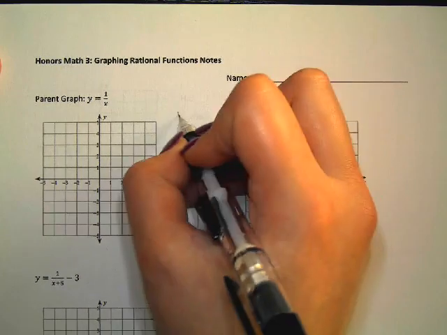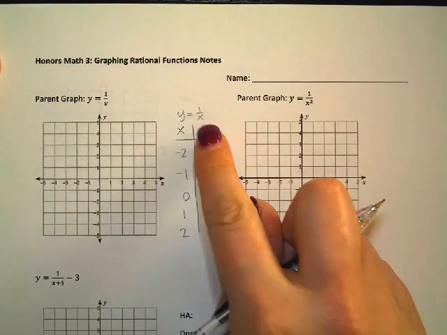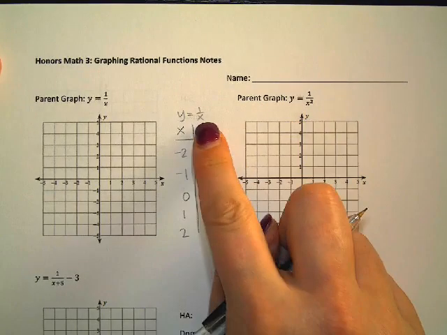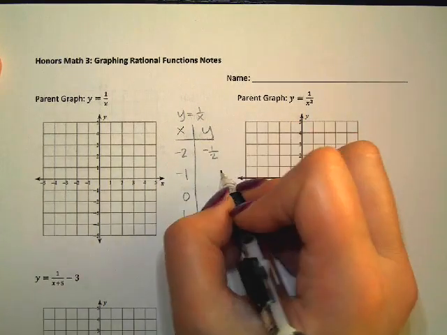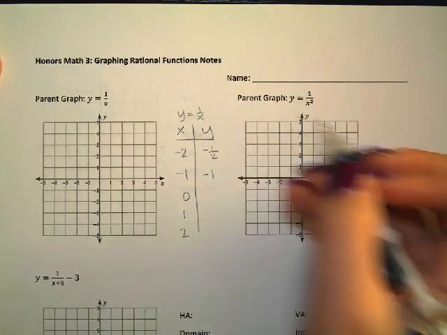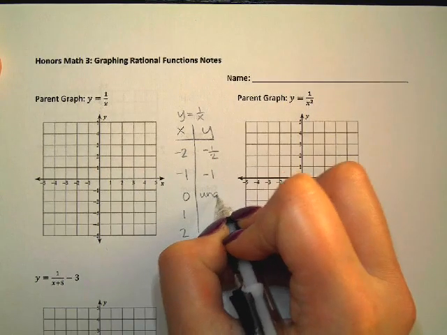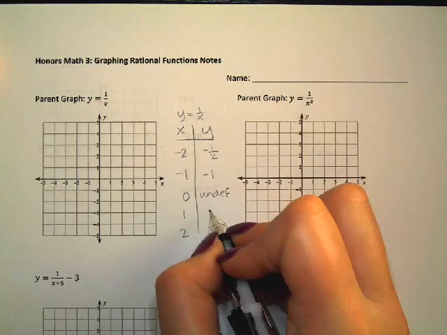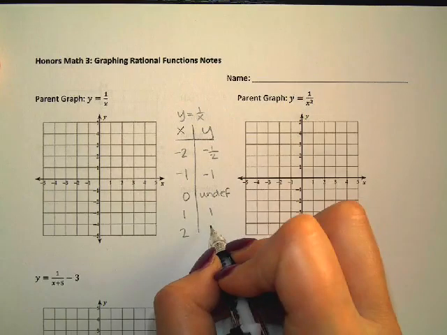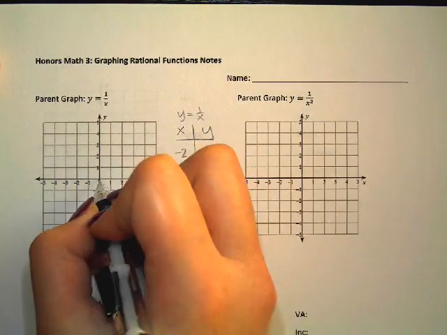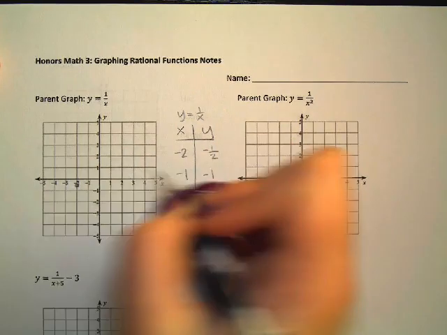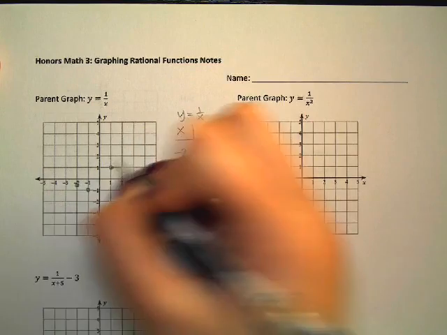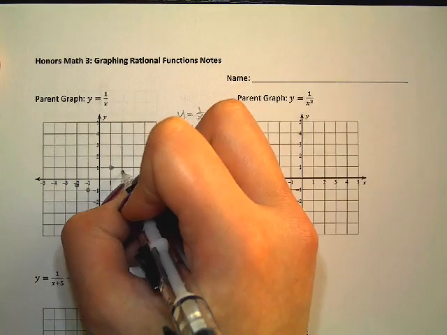So if I have y equals 1 over x, and I plug in -2, then I get -1/2. If I plug in -1, I get 1 divided by -1, which is -1. If I plug in 0, I get undefined. My calculator would give me an error message for that. 1 divided by 1 is 1. 1 divided by 2 is 1/2. So left 2 down 1/2, left 1 down 1, right 1 up 1, right 2 up 1/2.